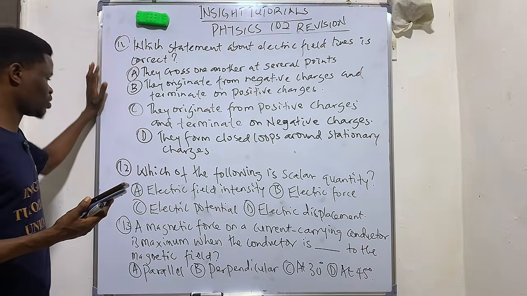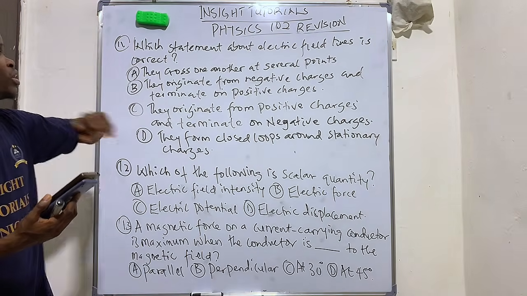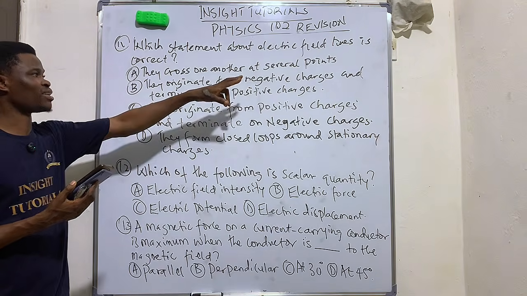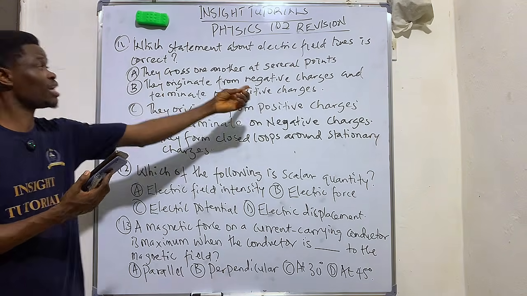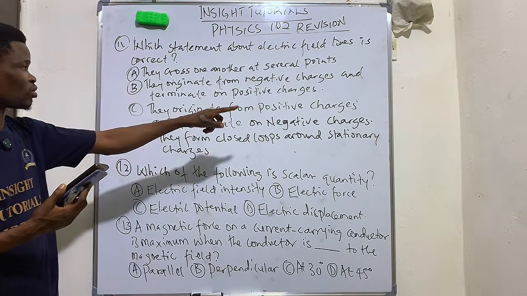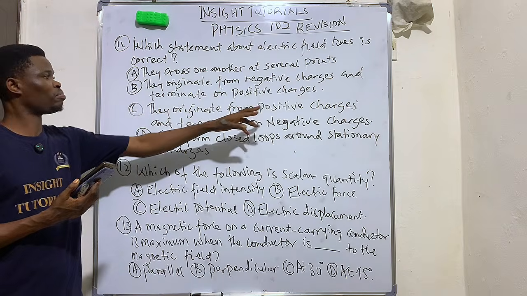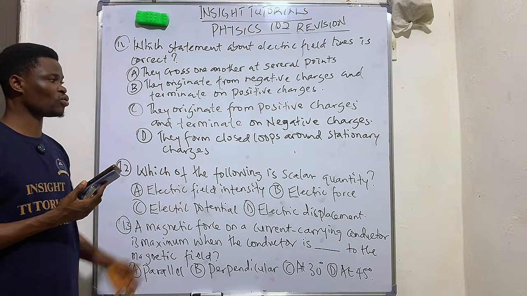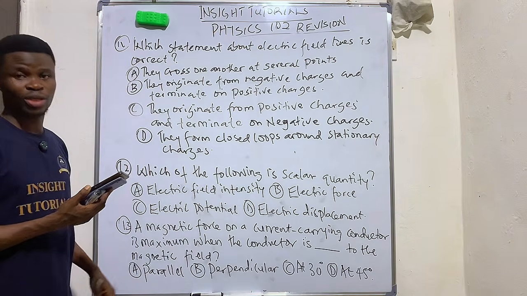All right, so we're given questions here. The first one says, which statement about electric field lines is correct? A says they cross one another at several points. B says they originate from negative charges and terminate on positive charges. C says they originate from positive charges and terminate on negative charges. D says they form closed loops around stationary charges.